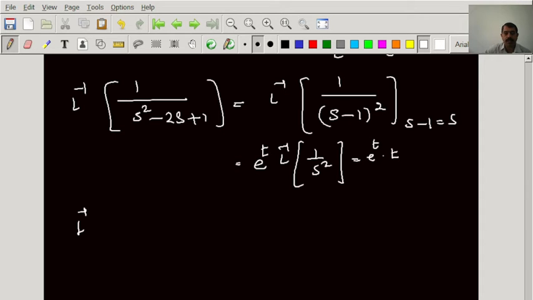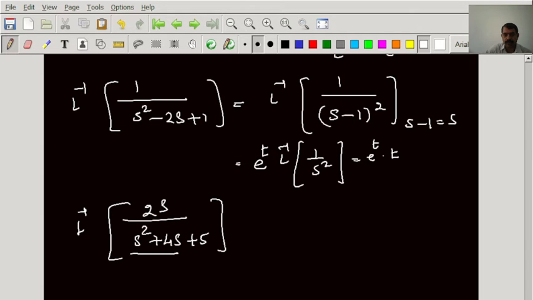Inverse Laplace of 2s divided by s square plus 4s plus 5. Here we must check whether the denominator can be written as (a plus b) whole square, but it is not possible. When it is not possible, what must we do? We must split this one.